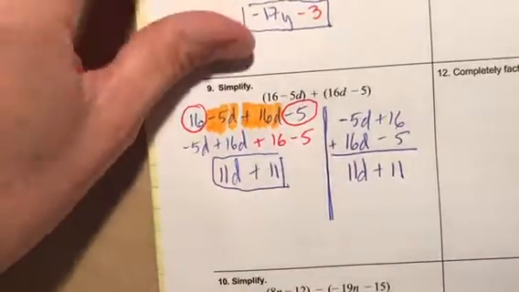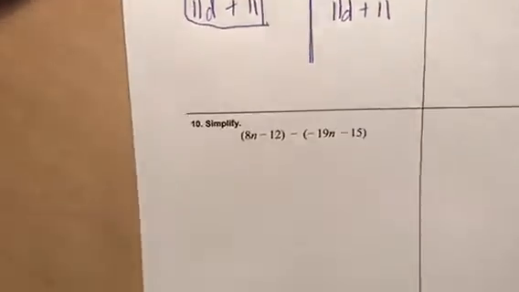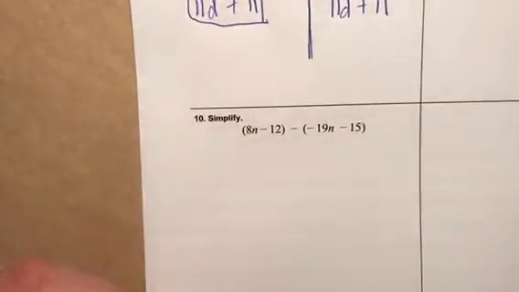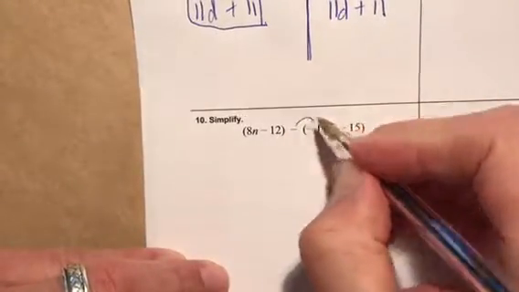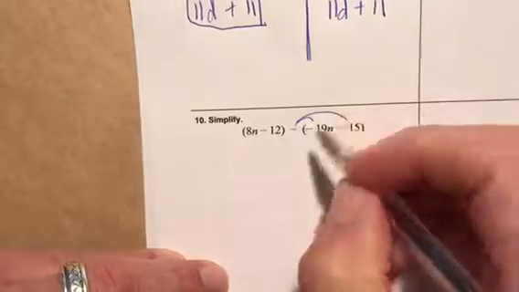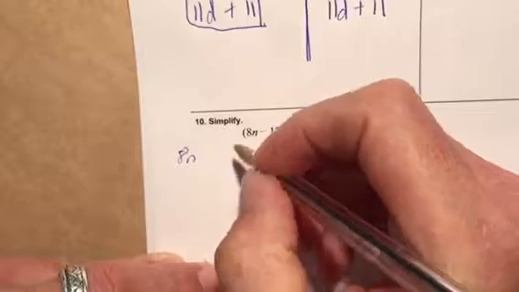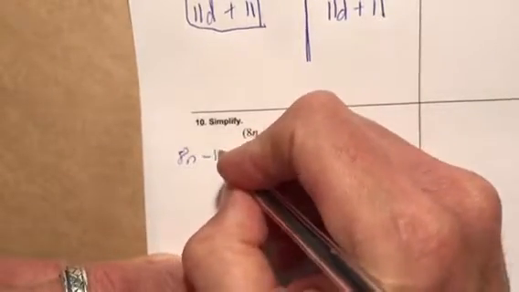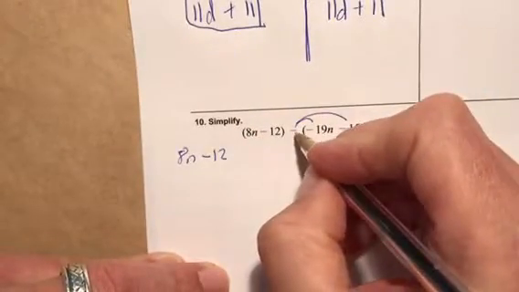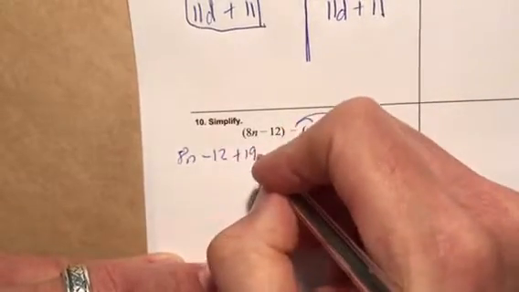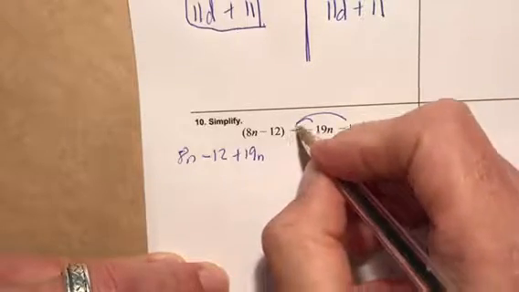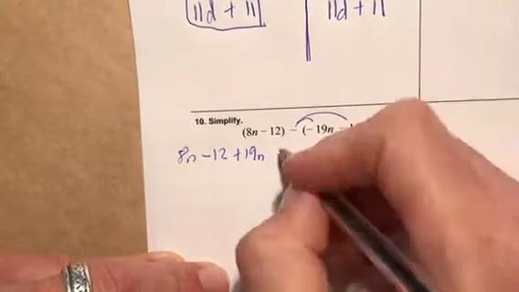It's when you get to subtraction that you have to be a little more careful. So let's make sure we're more careful. If I distribute the negative sign first across each term, then it turns into something that looks like this. 8n minus 12. What is the opposite of negative 19? Positive 19n. And what's the opposite of negative 15? Positive 15.